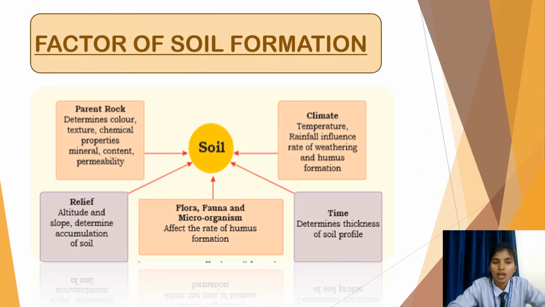Next, move to the factors of soil formation. So basically, students, there are 5 factors. First is parent rock, that is also known as the bedrock. Next is the relief. It consists of the conditions in which the soil breaks down or the soil forms. Next is flora, fauna and microorganisms. Then time and climate.